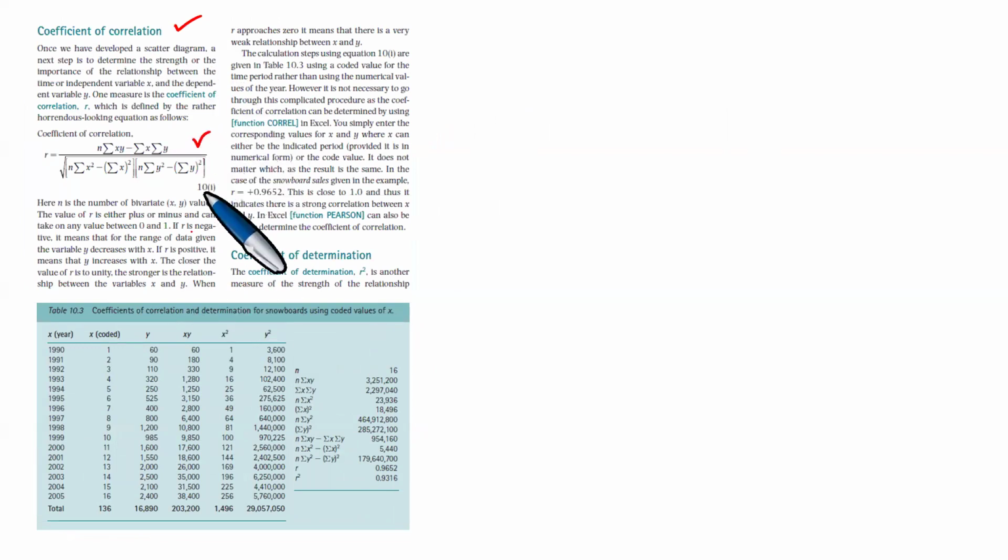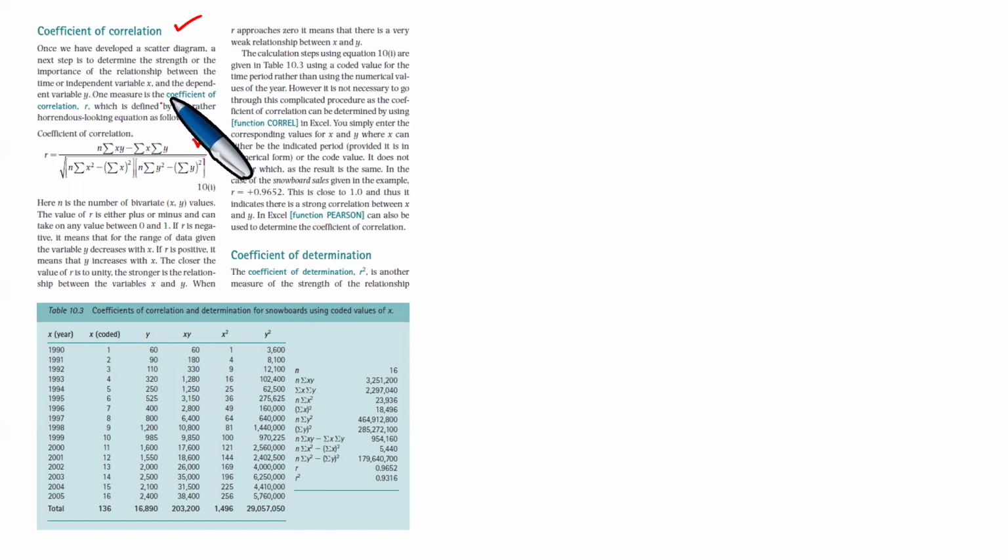Let's discuss the use of some of these popular equations. You might have seen those in class at the moment. Once we've developed this scatter diagram, a next step is to determine the strength or the importance of the relationship between the time or independent variable X and the dependent variable Y. We want to determine if there's a strong correlation or a weak correlation between the two variables.